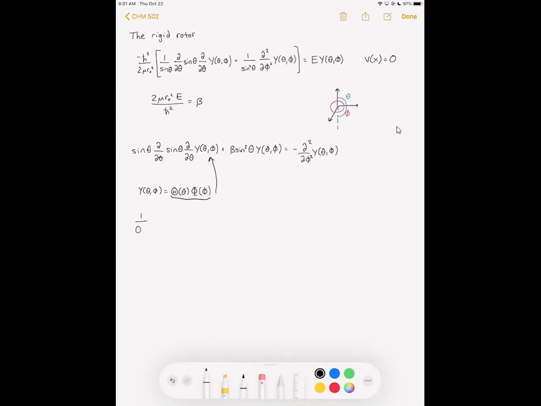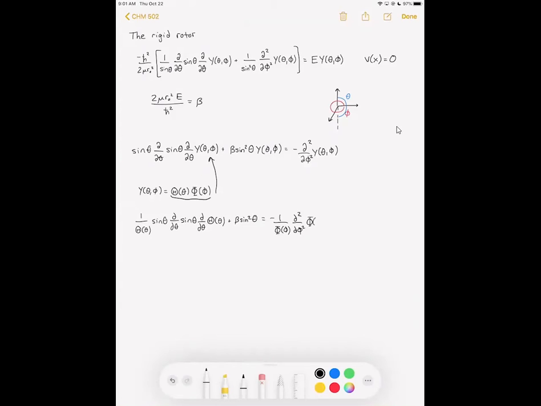So we have 1 over our function of theta times sine theta times d theta. And now notice that since we're no longer considering partial derivatives, we removed all of the thetas from one side of our equation. We remove the partial derivatives and just have a regular old derivative of our function theta, and then plus beta sine squared theta is equal to minus 1 over our function of phi times 2 derivatives with respect to phi of our function of phi.